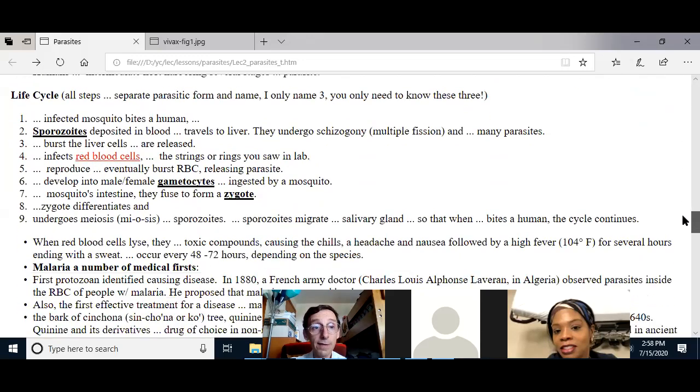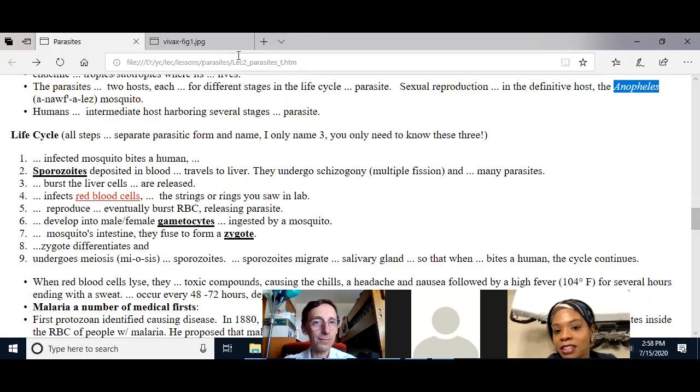All right, let's talk about the life cycle of the malaria parasite. I'm going to warn you that at each step along the way, the parasite takes on a different form and has a different name. I'm only going to ask you to know 3 names of the parasite. Okay, where's my picture for that? I thought I had a picture for the different steps.